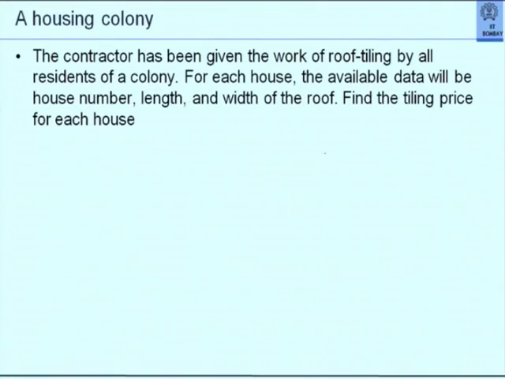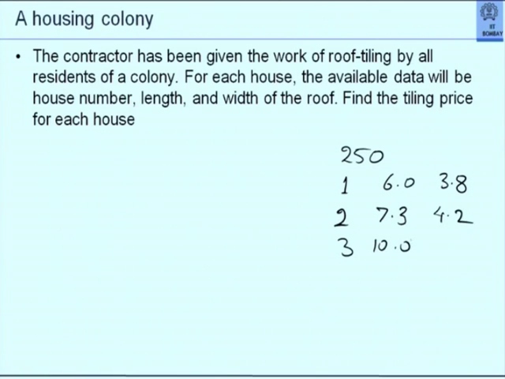He is telling me, I'll give you house numbers and length and width. So suppose I have to input the house number, length and width. First I will find out how many houses you have. So you said 250 houses in the colony. I will input 250 as the first number and then press enter. Then house number one, length is 6 meters, width is 3.8 meters. House number two, length is 7.3 meters, width is 4.2 meters. House number three, say, 10.0, 5.6, whatever. This looks a reasonable assumption that the data would be given to me like this.